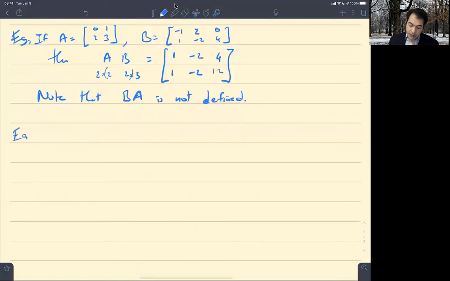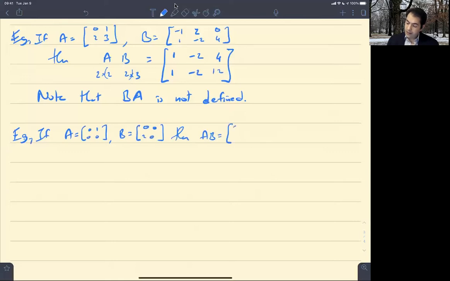But that's not the only way that can fail. Notice that if I take A to be the matrix 0, 1, 0, 0, and I take B to be the matrix 0, 0, 2, 0, then I'll let you check that A times B gives me 2, 0, 0, 0, and B times A is 0, 0, 0, 2. So here, A times B and B times A make sense, but they're not equal to each other. So matrix multiplication is not commutative. It's very important.